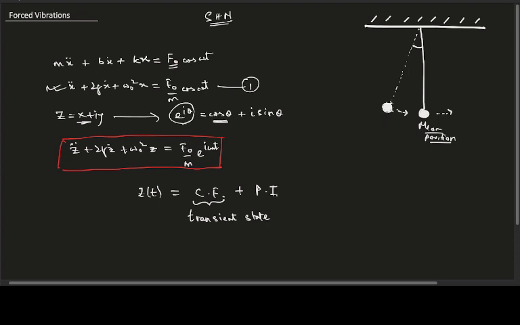So during this transient period, as I told you in the case of damped vibrations, the transient state does not last long. If t naught is the time till which the transient state lasts, t naught is very small. So ultimately, after a very small time, this part becomes 0.